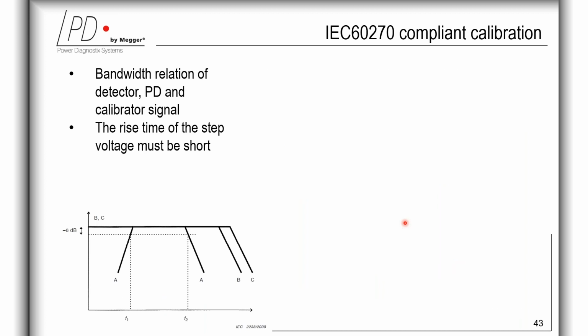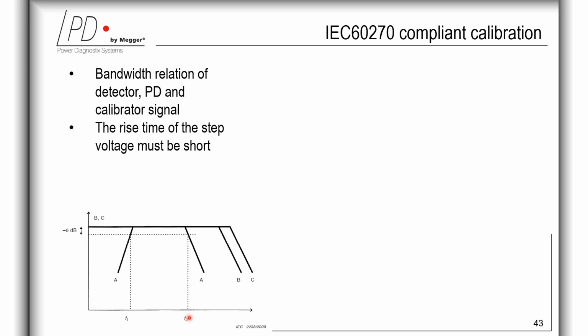And furthermore, it's very important that the rise time of the step voltage is short, and therefore the amplitude spectrum of the calibration pulse exceeds the bandwidth of the used PD detector. And this graph is showing this requirement. Here, A represents the bandpass of the measuring system, where B is the amplitude spectrum of the PD pulse, and C here is the amplitude frequency spectrum of the calibration pulse. And clearly F1 is the lower limit frequency and F2 is the upper limit frequency.